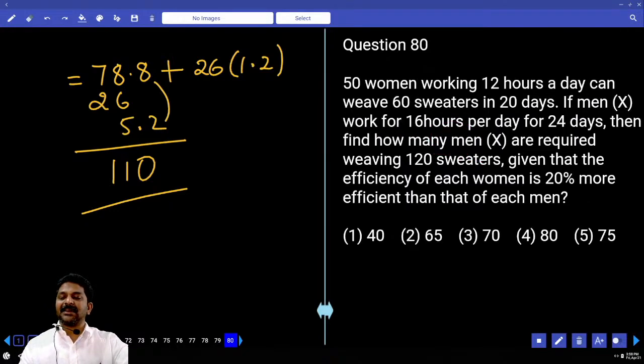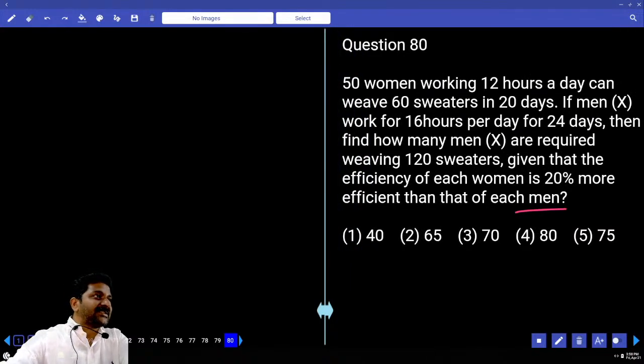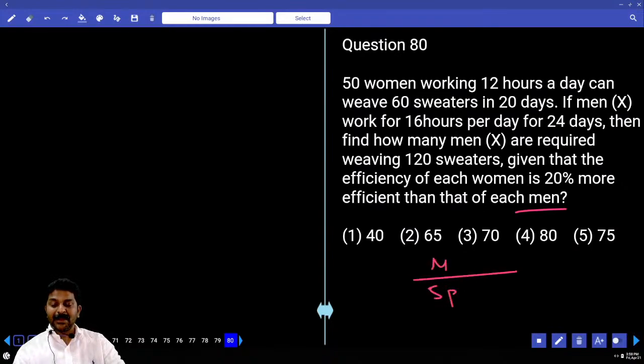50 women working 12 hours a day can weave 60 sweaters in 20 days. If X men work for 16 hours per day for 24 days, then find how many men are required for weaving 120 sweaters, given that the efficiency of each woman is 20% more than men. So if men's efficiency is 100%, women's efficiency is 120. Ratio: men are doing 5 parts, women are doing 6 parts.